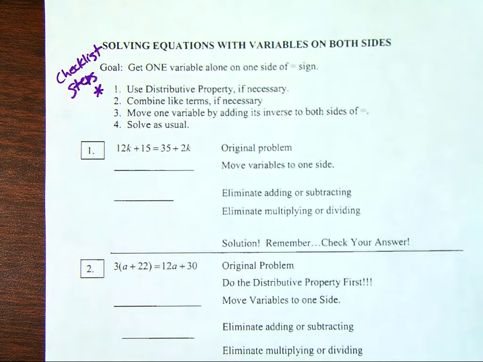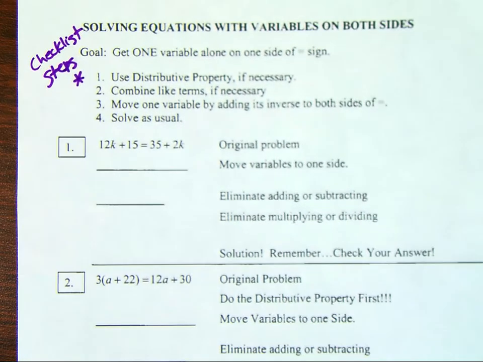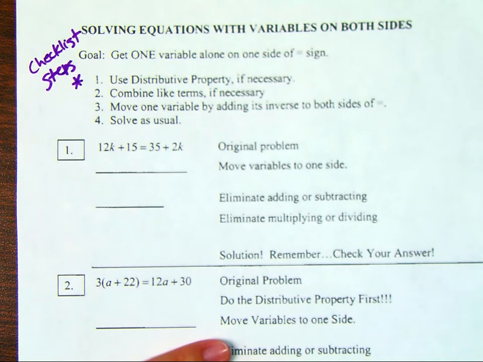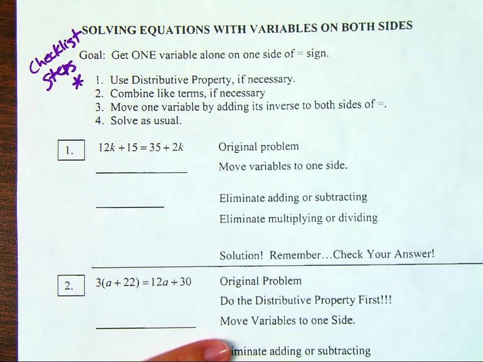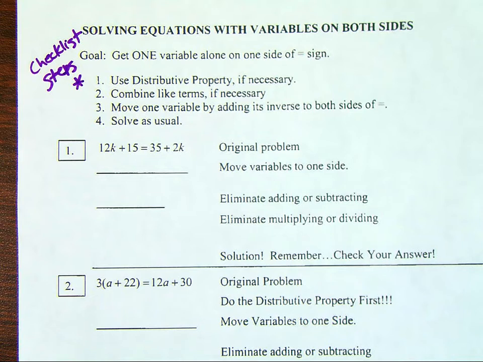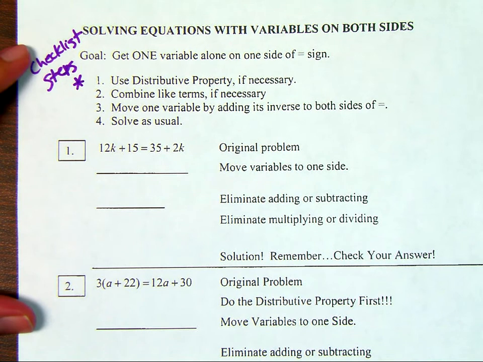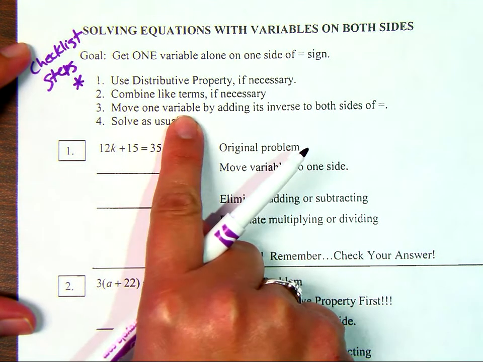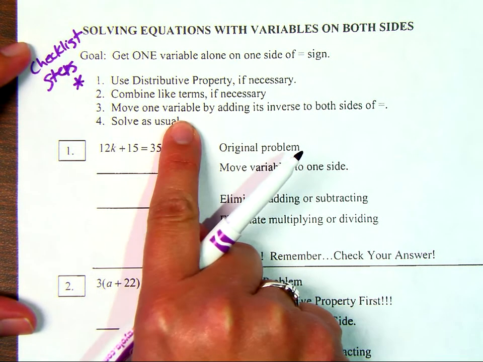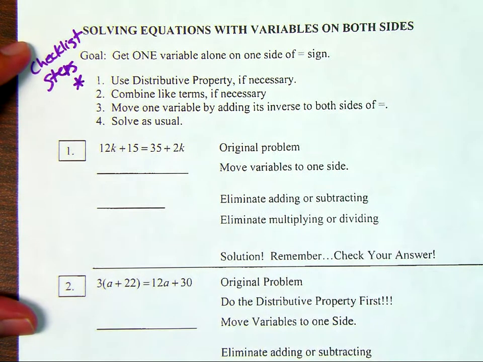After distributive property, we are going to combine like terms if needed. Then we are going to move one variable, again that variable is your letter, by adding its inverse, its opposite, on both sides of the equal sign. I'm sorry, not to cancel these out, apologies, but to make sure that we're moving the variables to put them with one another.